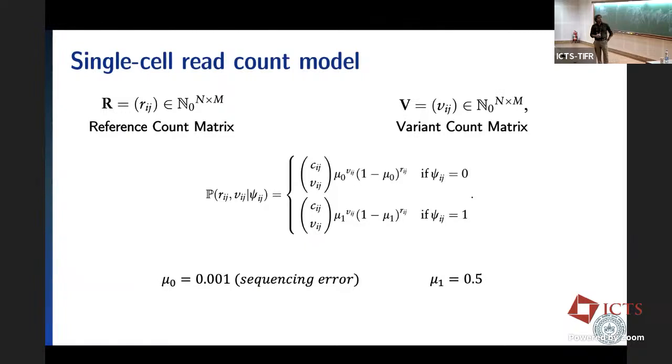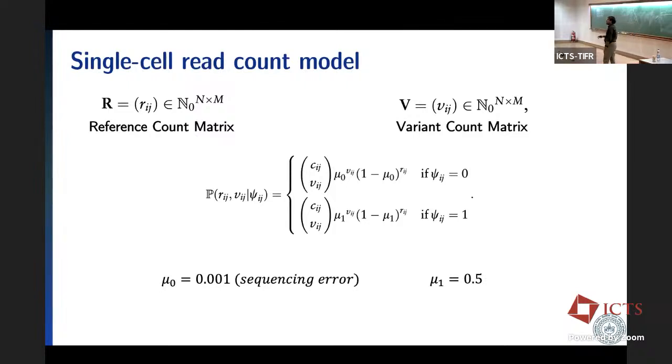In the other scenario, if the library genotype is 1, we can model it again using a binomial distribution, where Cij is the sum of Rij and Vij, that is the total count, this is the variant count, and mu1 is the success probability of observing a variant allele, which is 0.5, because if the library genotype is mutated, on average we should see 50% of the reads to be mutated, okay? Because we are considering heterozygous mutations. So this is the single cell read count model.